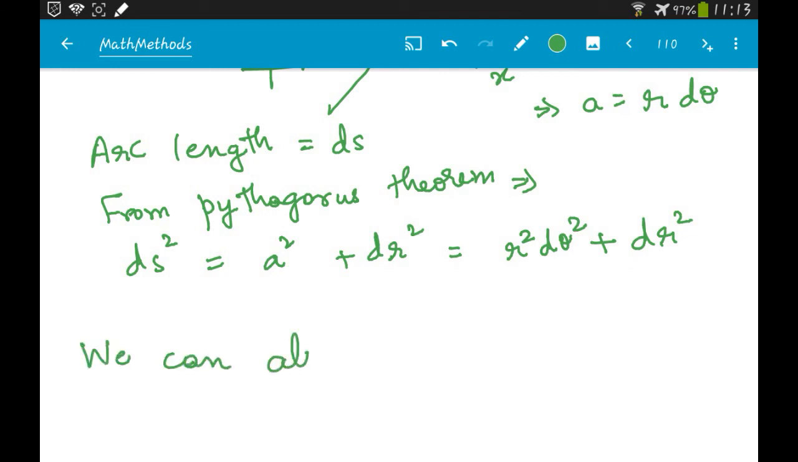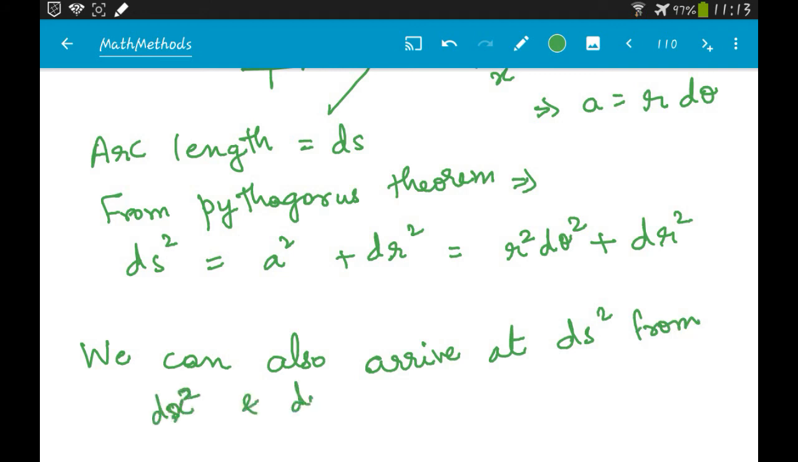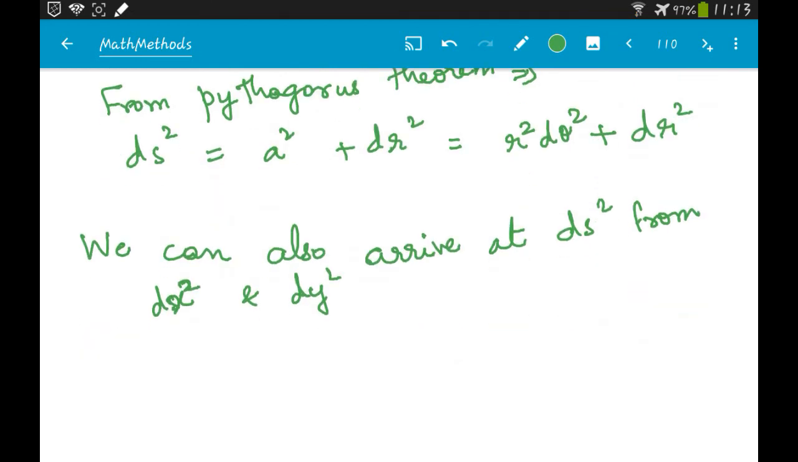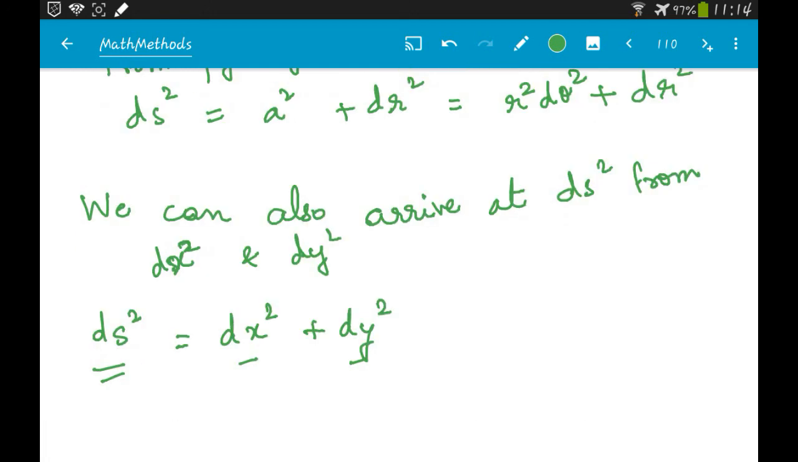We can also arrive at ds square from dx square and dy square. So essentially what I am saying is ds square is nothing but dx square plus dy square. So this is the relation between how much the arc length is changing versus how much each of the Cartesian coordinates are changing. Okay, so let's look at this.